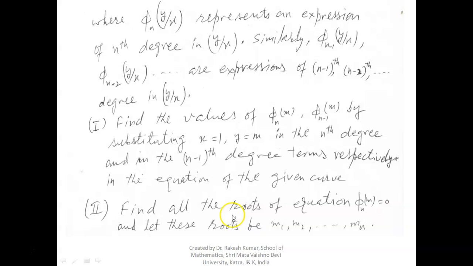Then find the roots of the equation phi n(m) equal to 0. So just equate this phi n(m) to 0, then find out all the values of m. Say these are m1, m2 up to mn.